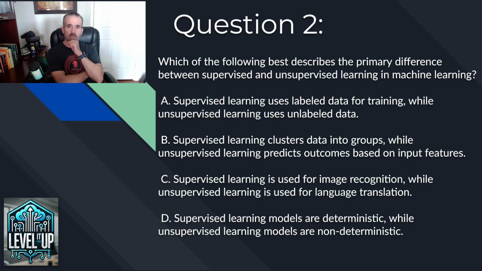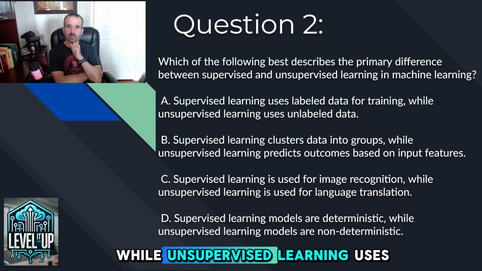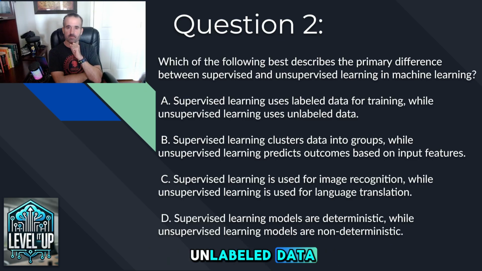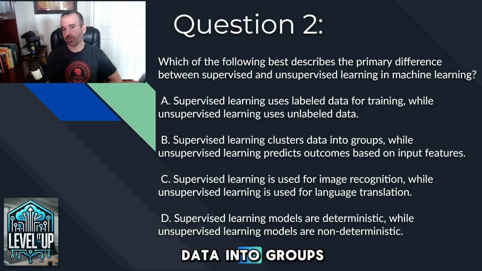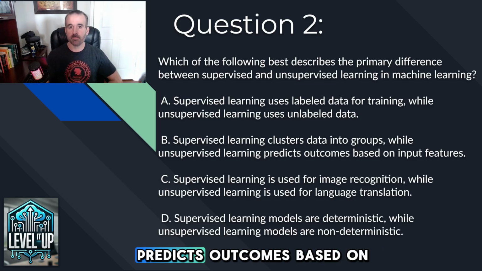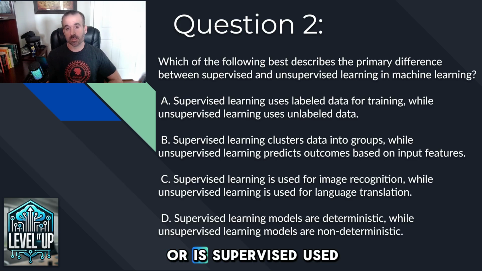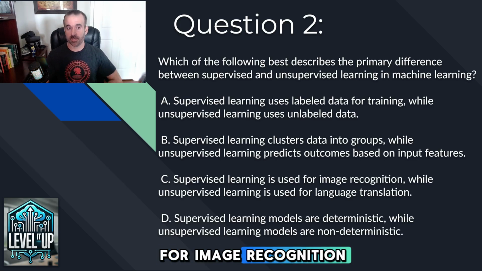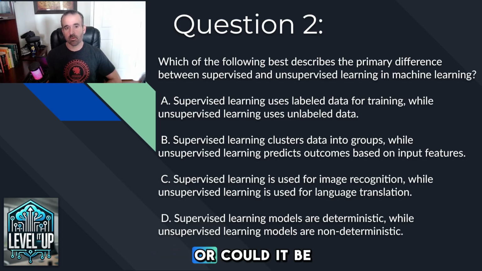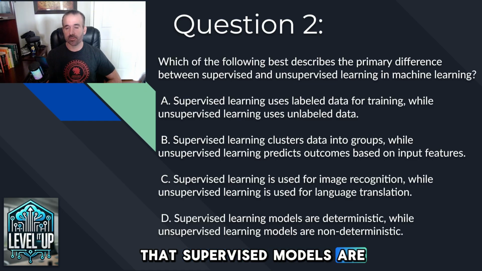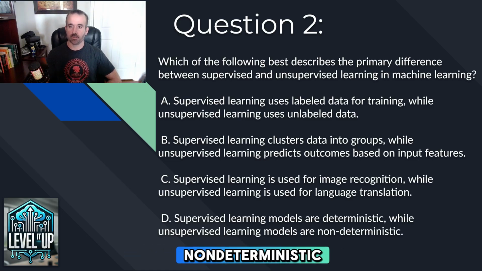Is it A, supervised learning uses labeled data for training, while unsupervised learning uses unlabeled data? Or could it be B, supervised learning clusters data into groups, while unsupervised predicts outcomes based on input features? Or is supervised used for image recognition while unsupervised is used for language translation? Or could it be that supervised models are deterministic while unsupervised models are non-deterministic?